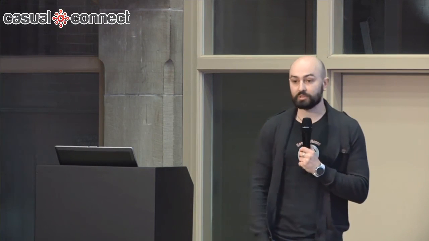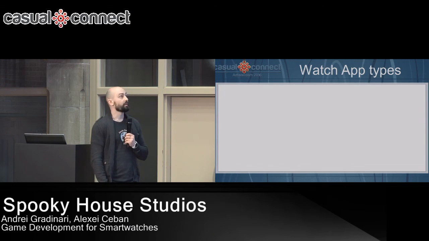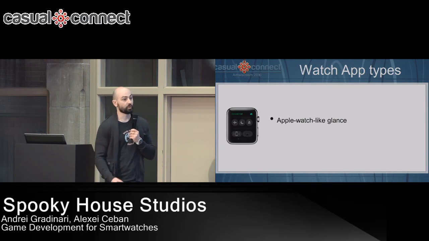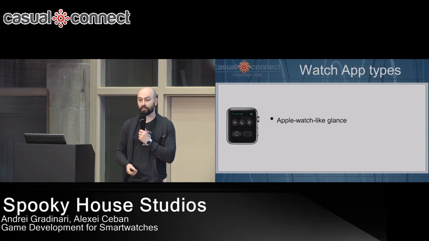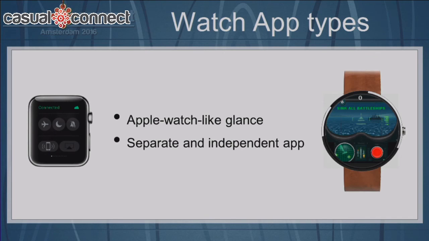And what kind of apps can we have on our watches? We can have connected, dependent apps, where the application itself is executing on our handheld device, and our watch just displays the current state of the application. Or we can have a separate and independent app, like our games, that is fully executed on your watch.